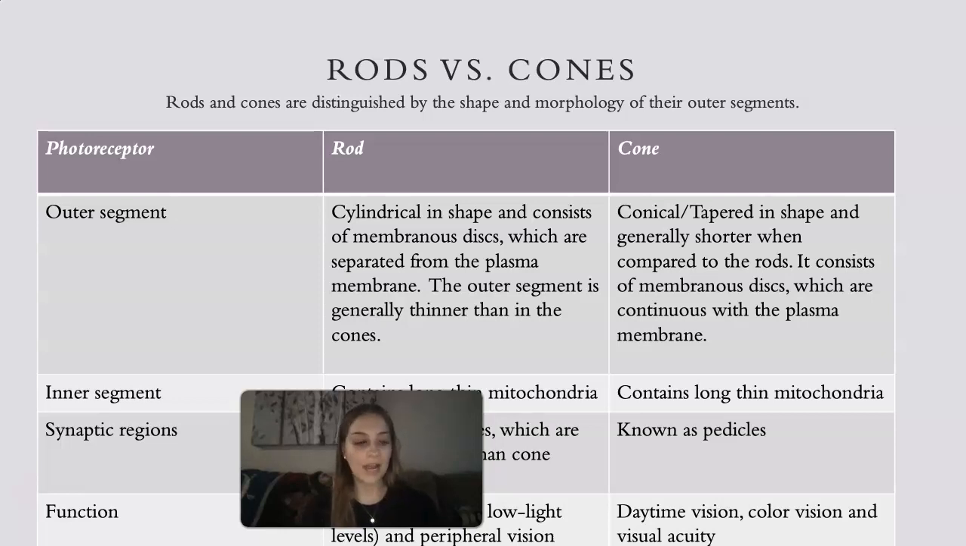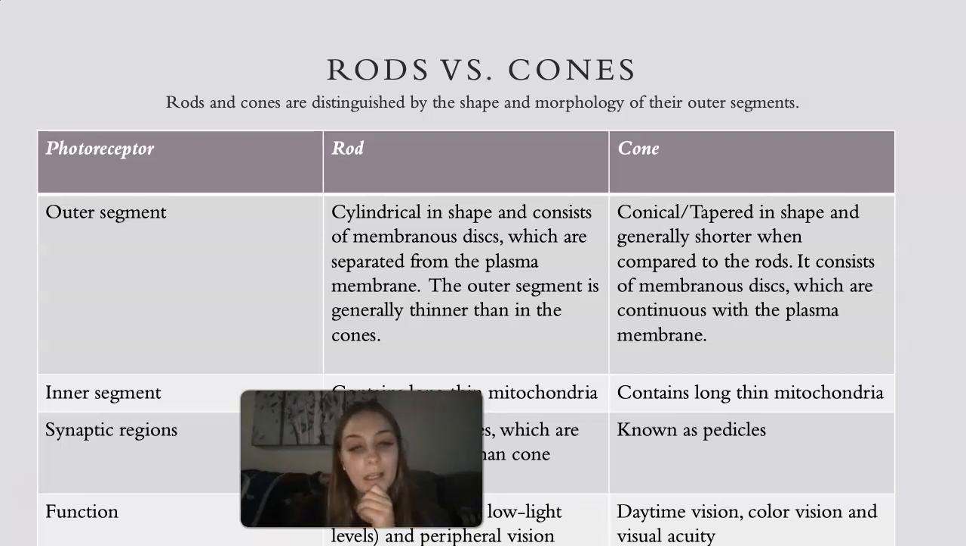Alright, so on this slide I put the differences between rods and cones. These rods and cones are really essential to the retina. They're distinguished by the shape and morphology of their outer segments. The rod's outer segment is more of a cylinder shape and consists of membranous discs, which are separated from the plasma membrane. The outer segment is generally thinner than cones. In cones, they're usually shorter and tapered, and they're continuous with the plasma membrane.